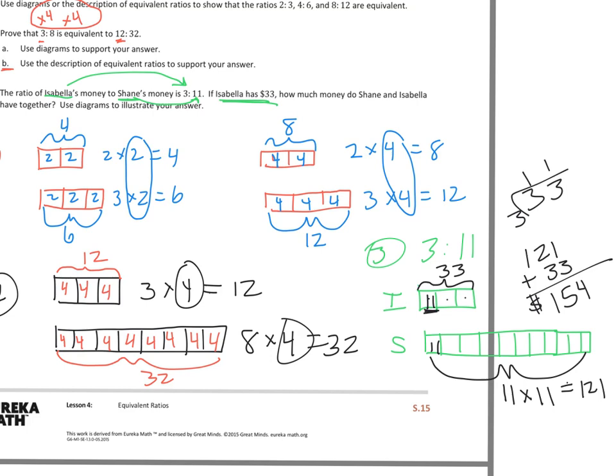And the very last thing I'll need is my answer statement. And there it is right there. It says, altogether, Isabella and Shane have $154, and it's right here in black.